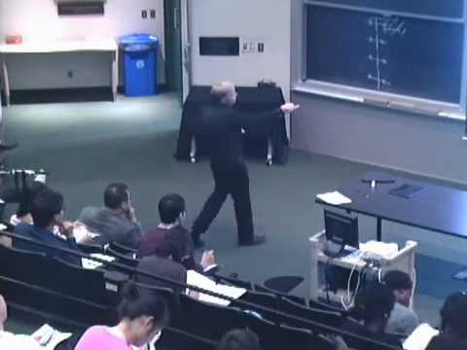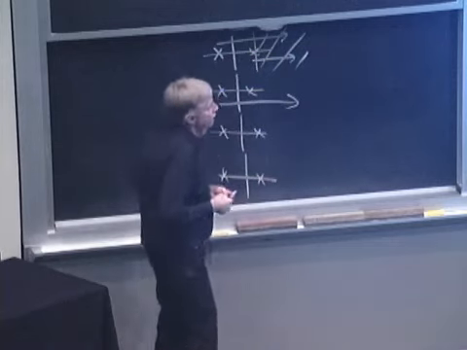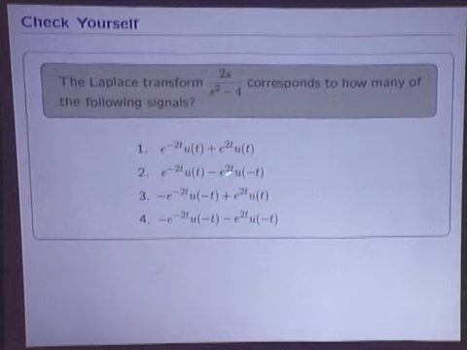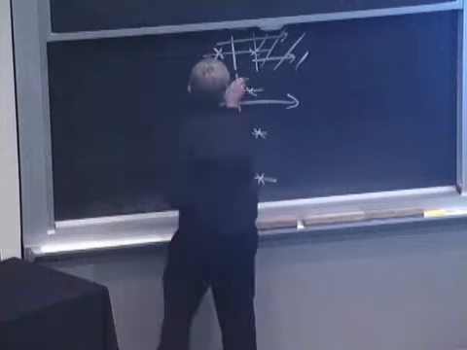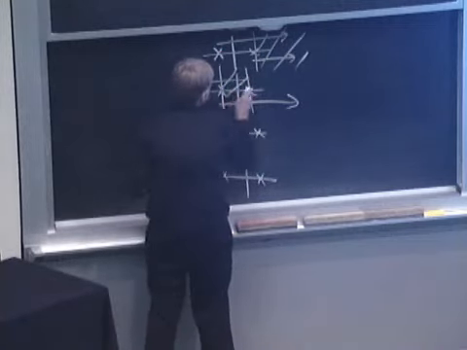So then I have a pole at -2 with a right-sided function. Okay, so that's this. And a pole at 2, which is left-sided. So that's this. So that corresponds to a region here.